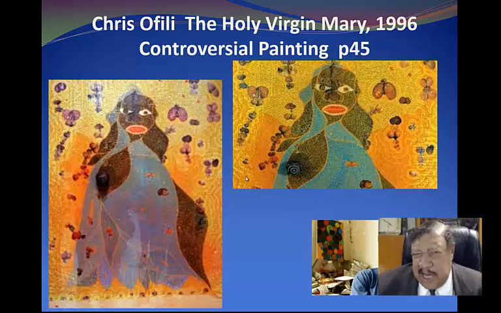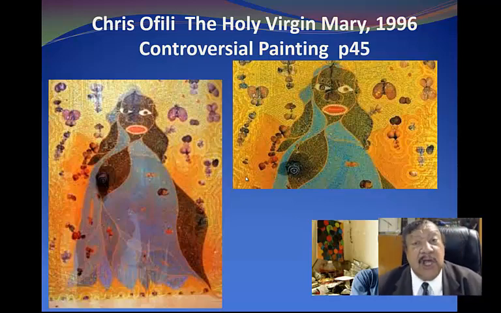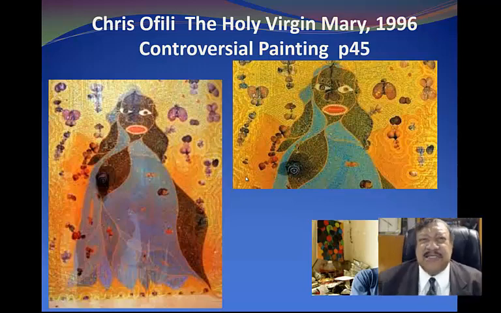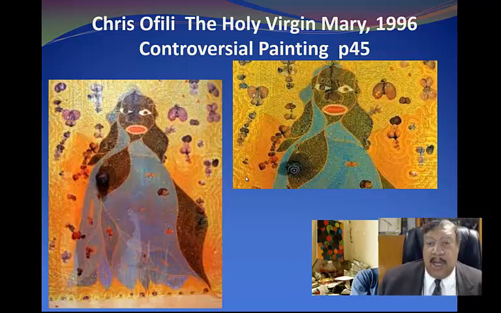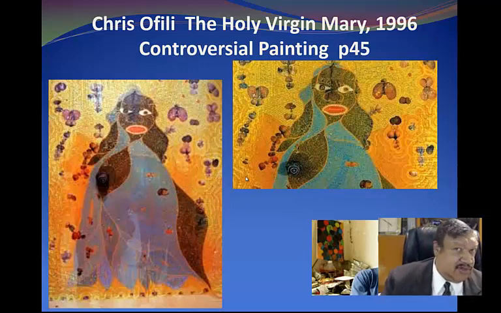Chris Ofili is a controversial artist. Back in 1996, he created a work called The Holy Virgin Mary. And if you look at page 45, you'll see this painting in your textbook. Notice how he represents the Virgin Mary. And if you notice the splotches there, that's actual cow dung that he put on the canvas.